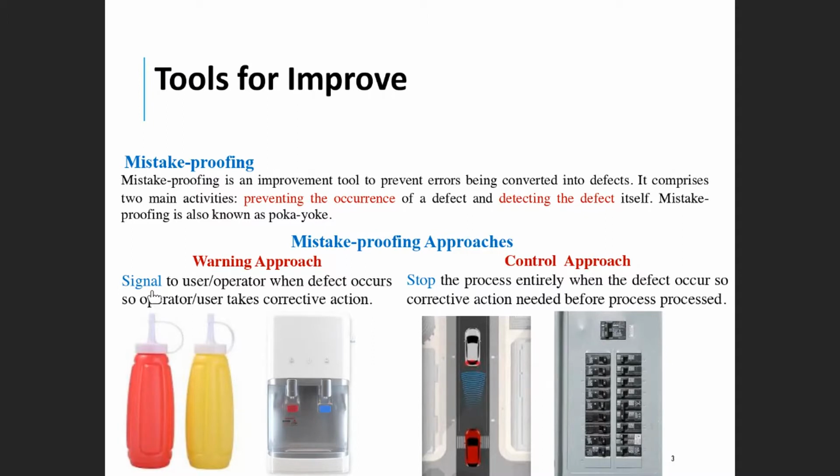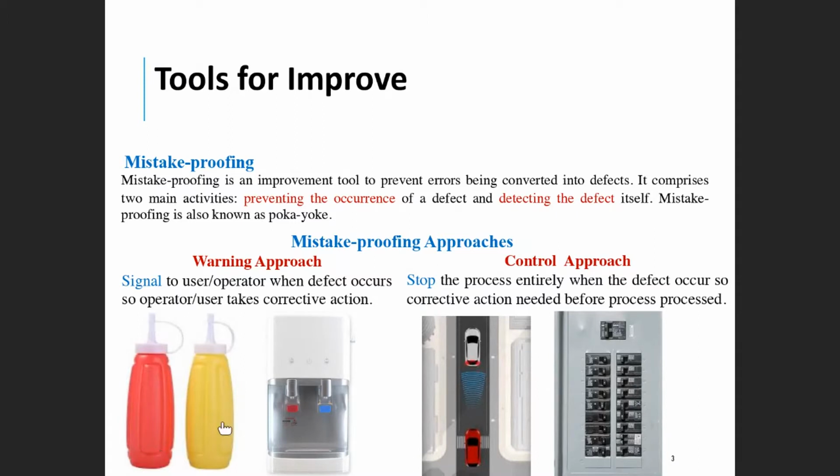At the same time, it is good to have in your system such a feature to stop the process when a defect occurs, to prevent producing defective products or services. An example of the warning approach we can see daily. For example, if you haven't worn your seat belt in the car, then the alarm will start beeping. So that's the warning for you and prevents you from driving without a safety belt.